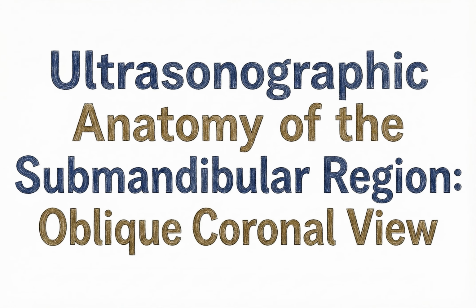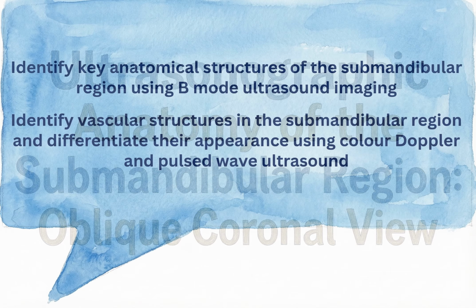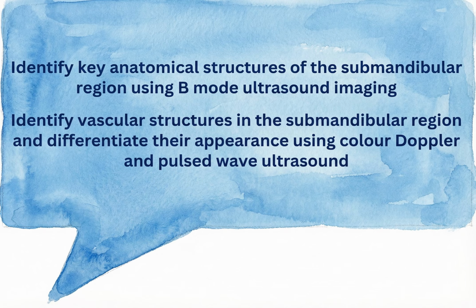Welcome to this video on the ultrasonographic anatomy of the submandibular region using an oblique coronal view. We will focus on two learning outcomes: identifying key anatomical structures on B-mode ultrasound and identifying vascular structures using color Doppler and pulsed wave ultrasound.